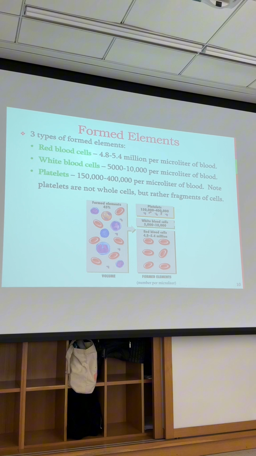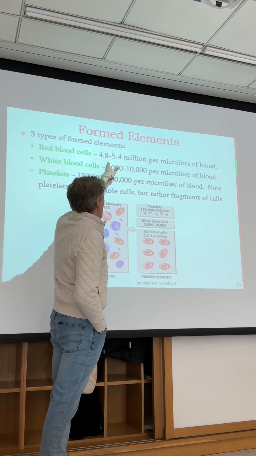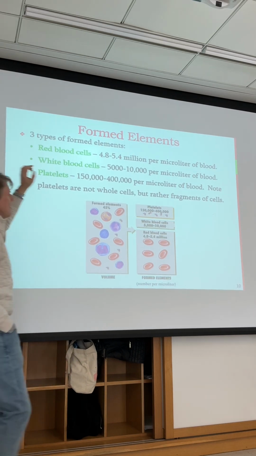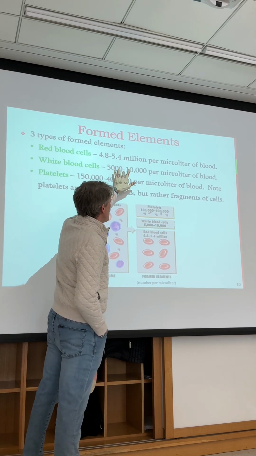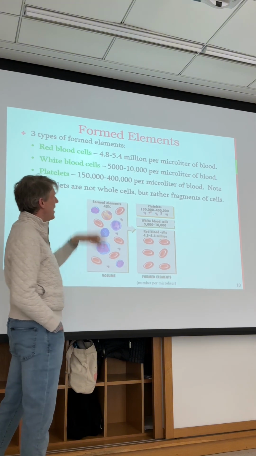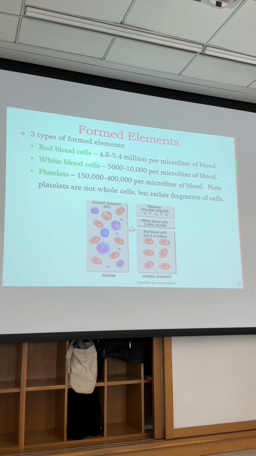Why are they everywhere? Well, just look at the numbers up here, all right? Around 5 million per microliter of blood compared with around 7,000 and maybe say around 300,000 or so. So there's a lot more red blood cells, and you're going to find them right away. You're going to have to scan around a little bit before you find the white blood cells. By the way, how big is a microliter of blood?